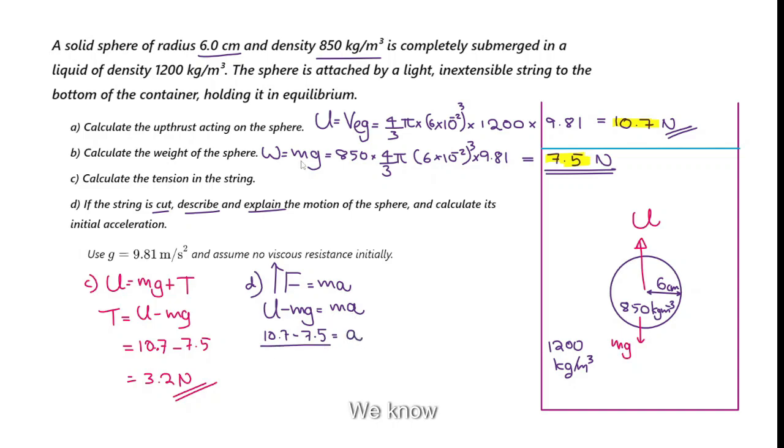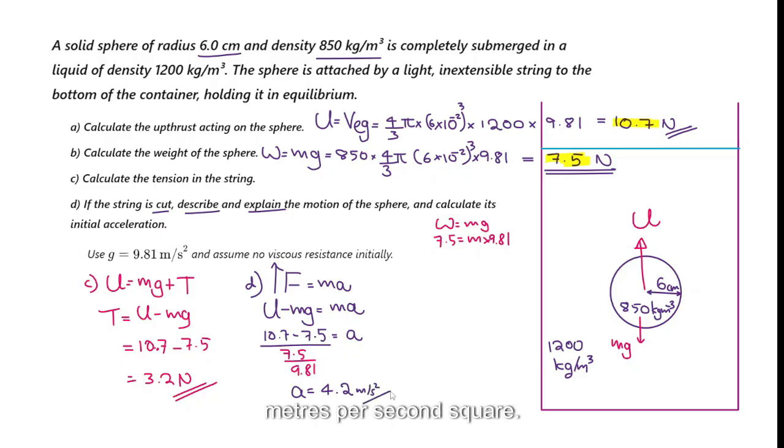We know the weight is 7.5 because remember, W is equal to mg. So 7.5 is equal to m times 9.81. So m is 7.5 divided by 9.81. So here the acceleration is about 4.18 something. So let's call it 4.2 meters per second squared.